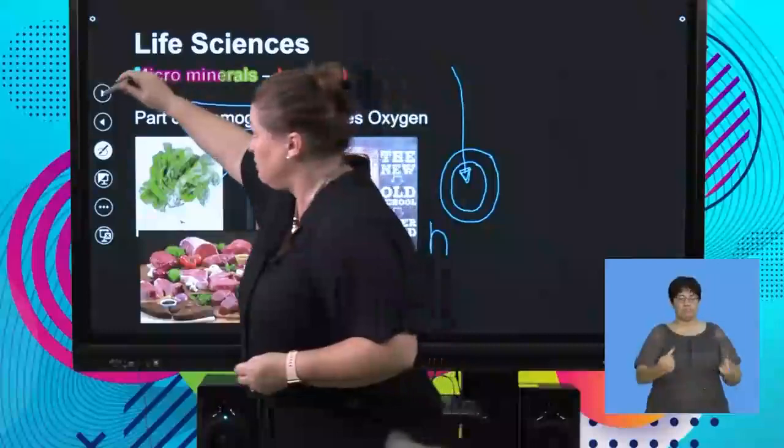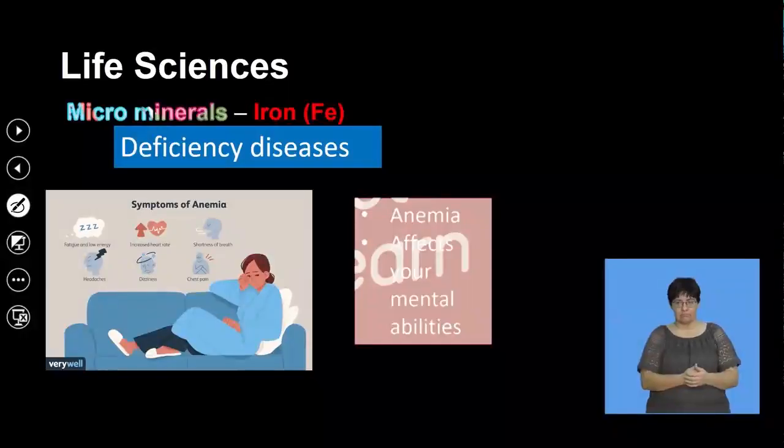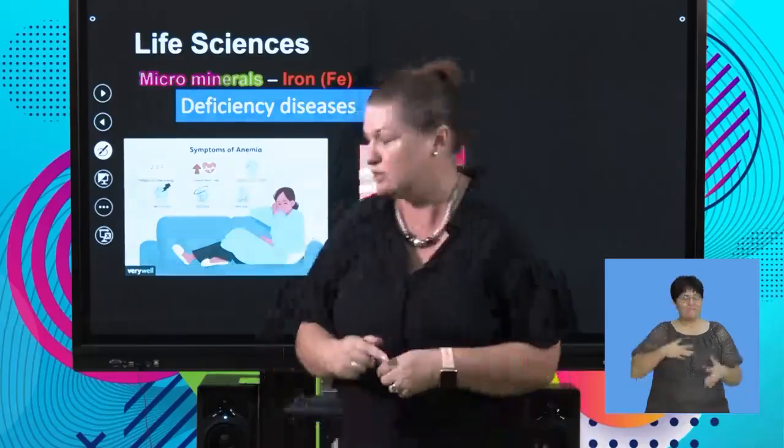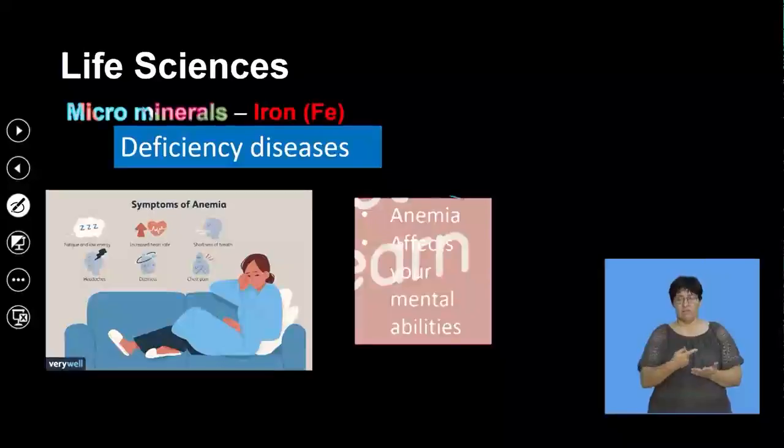So can you imagine? Look here. You are tired. You are dizzy. You don't have a lot of energy. You probably have a lot of headaches. Remember, I need oxygen to let my body go. So if I don't have that oxygen, I'm going to feel very sluggish. It's called anemia. Anemia is the term we use for somebody who has a lack of iron.